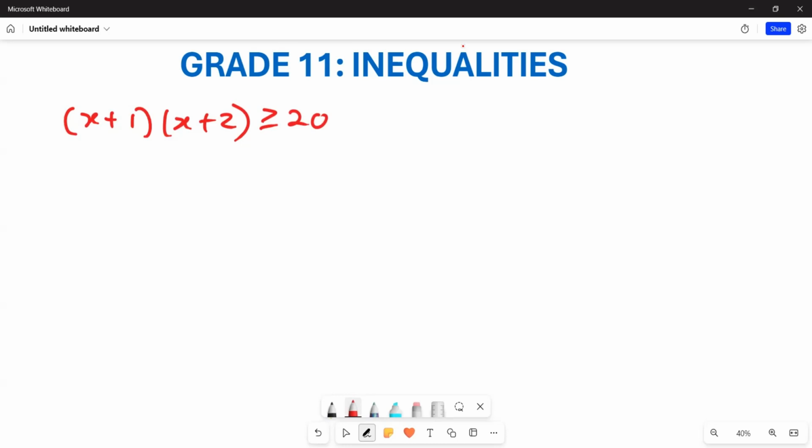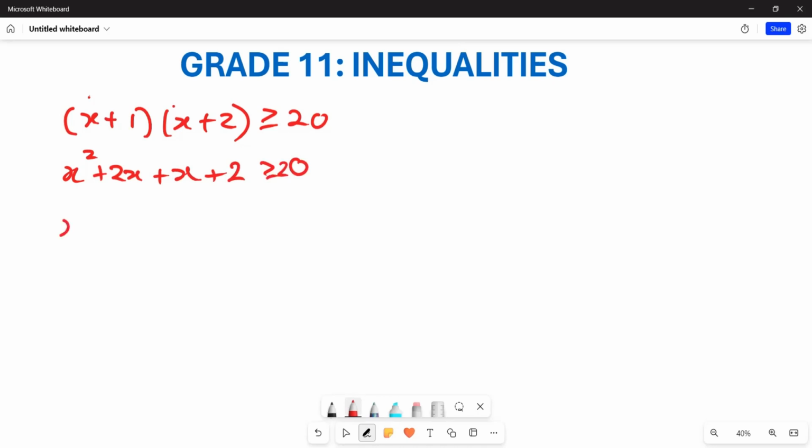The first thing you're going to do is distribute this. This is going to be x multiplied by x, which is x squared. Then x multiplied by 2 is 2x. Then 1 multiplied by x is going to be plus x. The last one is going to be plus 2, since 1 multiplied by 2 is plus 2, greater than or equal to 20.